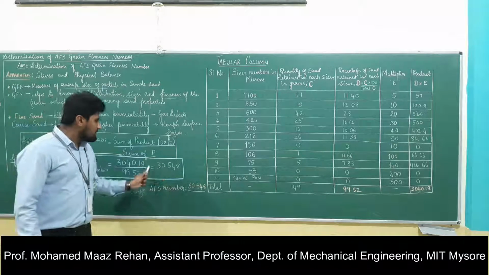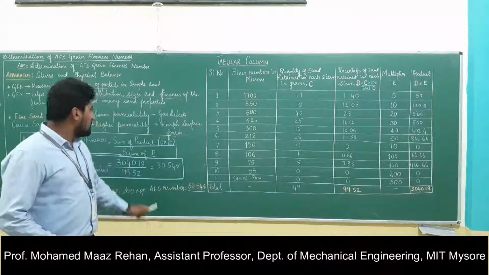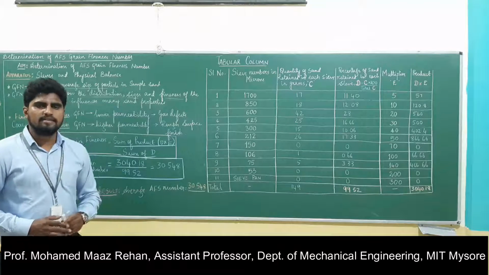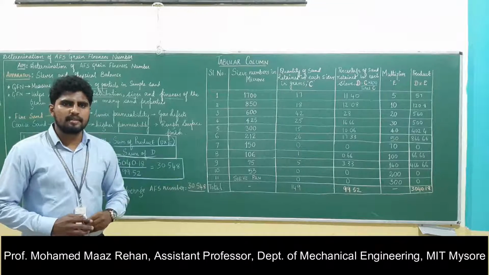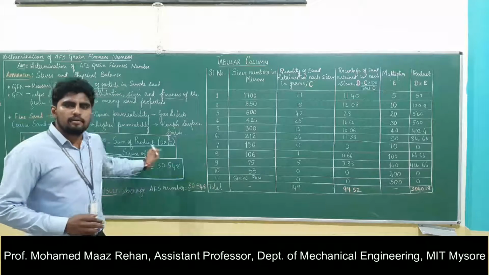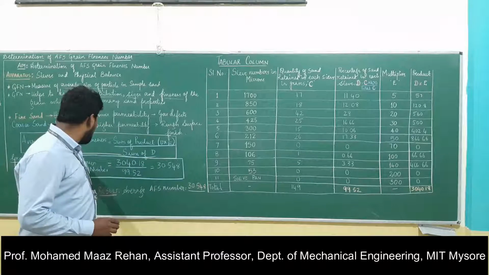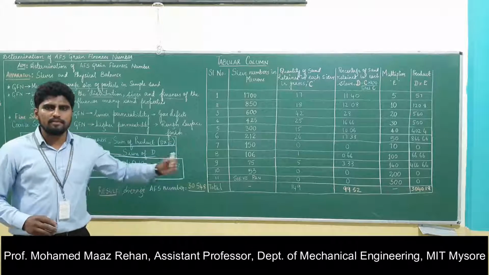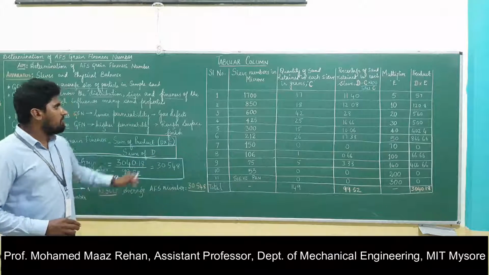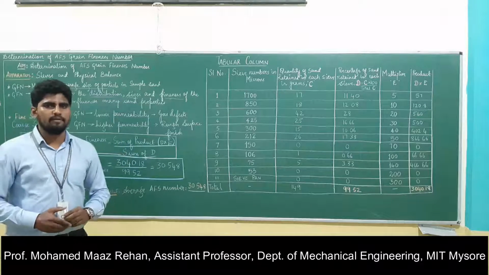So what is the meaning of this 30.548? According to the AFS, that is the American Foundry Society, they have a standard range from 30 till 330. If the value of the AFS grain fineness number lies within the range, then the sand is acceptable. So I hope it is clear how to determine the AFS grain fineness number.